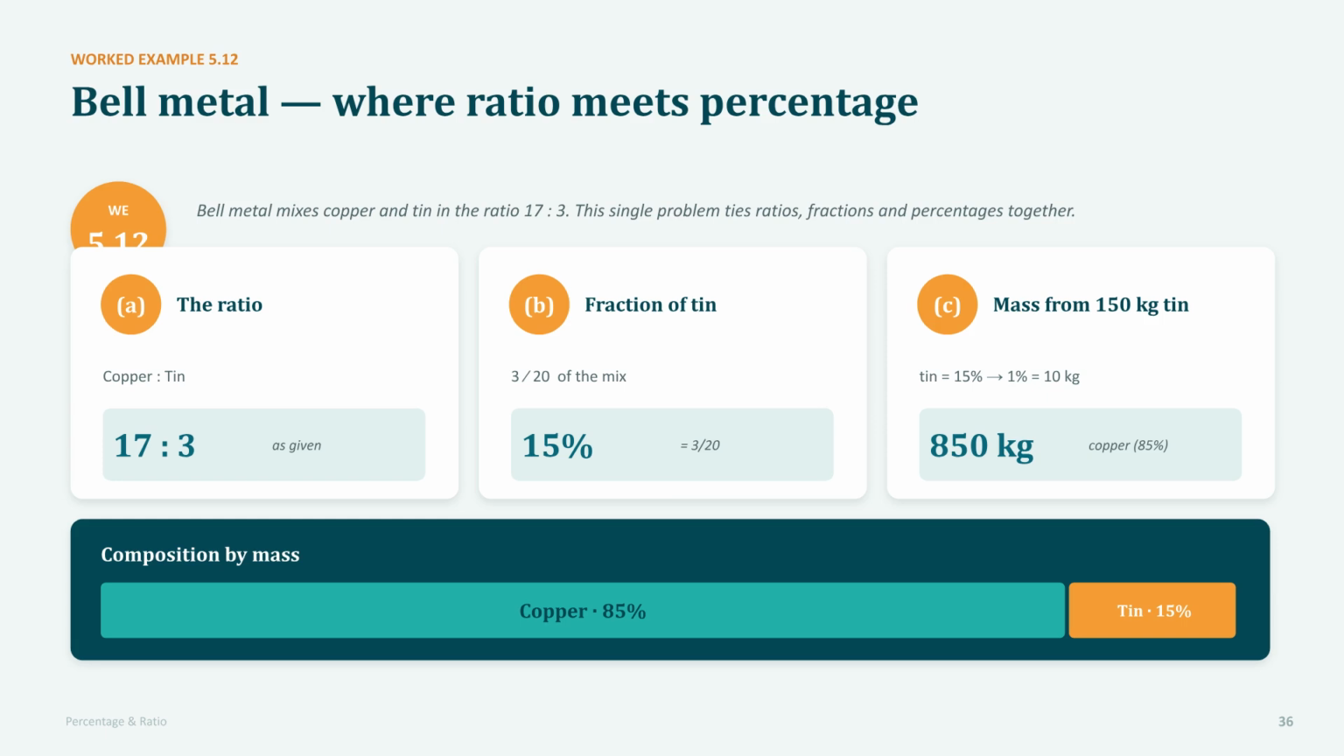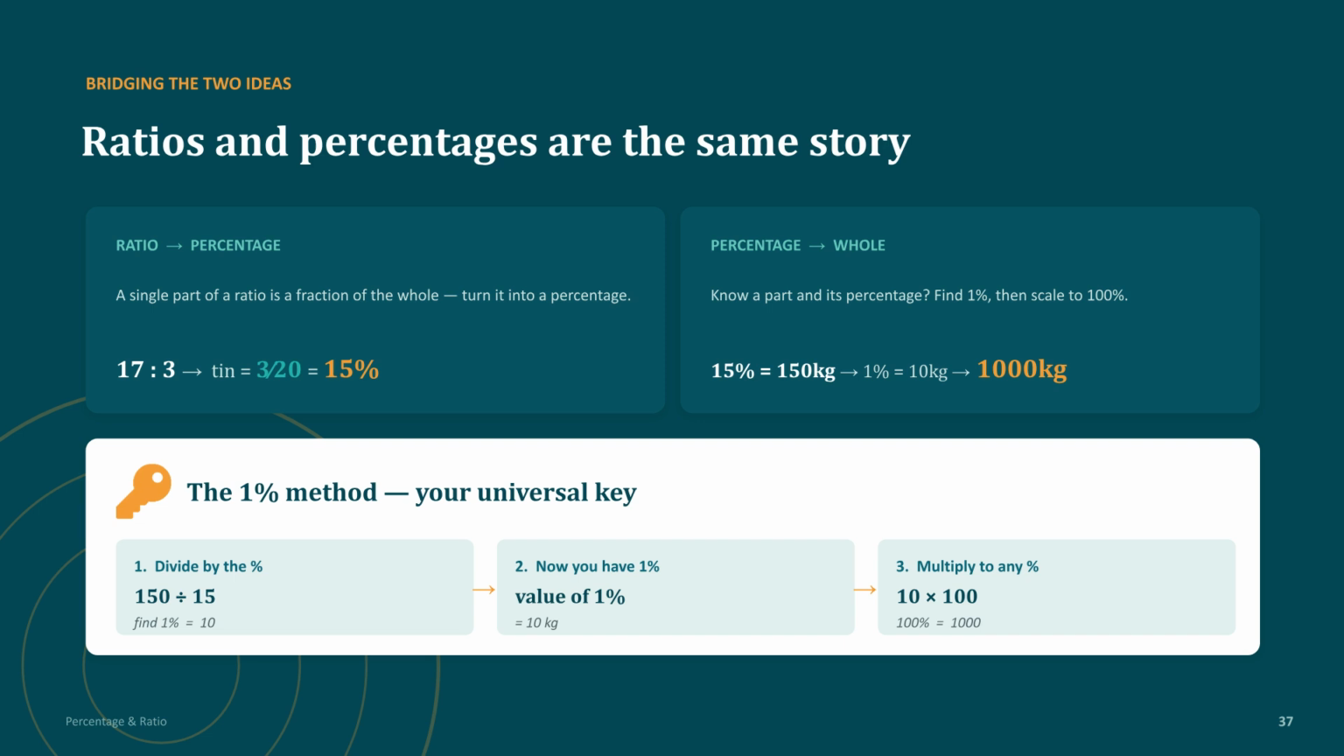Sometimes ratio problems involve percentages. Bell metal is a classic example, where a copper and tin mix is defined by a ratio. By converting that ratio into a fraction and then a percentage, you can quickly find the mass of each component. Ratios and percentages tell the same story about proportions. You can convert a ratio part into a fraction and then into a percentage. Conversely, if you know a value and its percentage, the 1% method lets you find the whole.